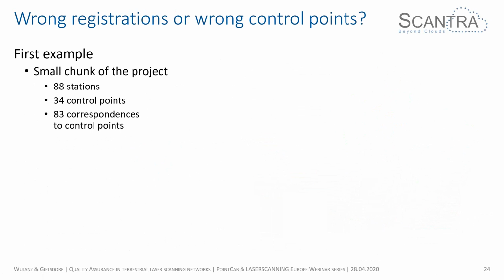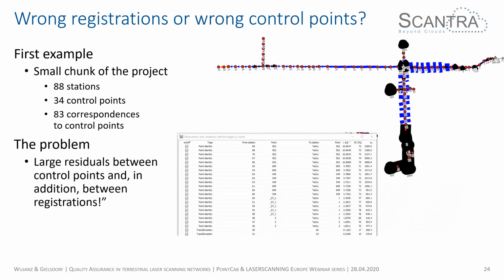He said, look, I have a small chunk of the project, 88 stations, not really much. I have 34 control points and I have 88 correspondences. And when I run the block adjustment, I get pretty large residuals, up to 10 meters. The biggest issue was that he sees residuals between superior coordinates, between local coordinates, and between registrations. So again, he couldn't really pinpoint where the error was coming from.